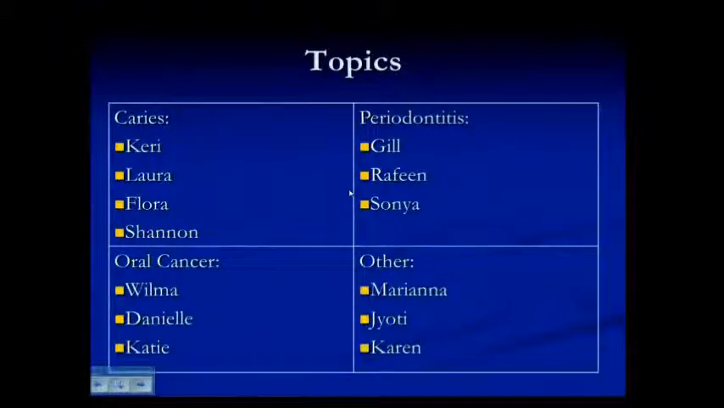So here's your topics. This is totally random. Kerry, Laura, Flora and Shannon, you're going to look, and this is individually, by the way. You're not working as a group, it's individually. You need to find an epidemiological study about caries. Jill, Rufine and Sonia, you need to find one about periodontal disease. Wilma, Danielle and Katie have got oral cancer. And in the other category, we have Mariana, Jyoti and Karen.